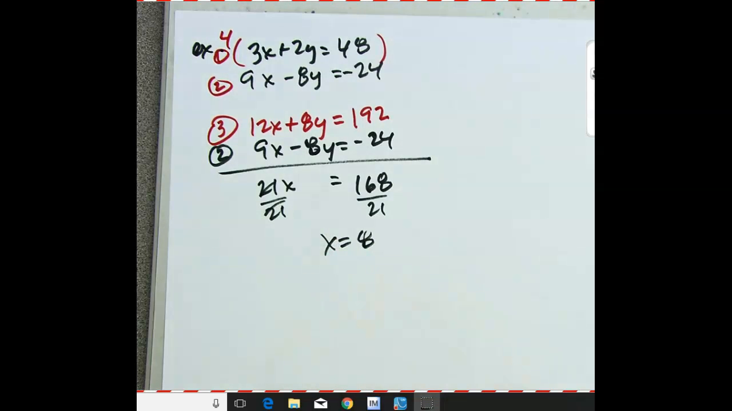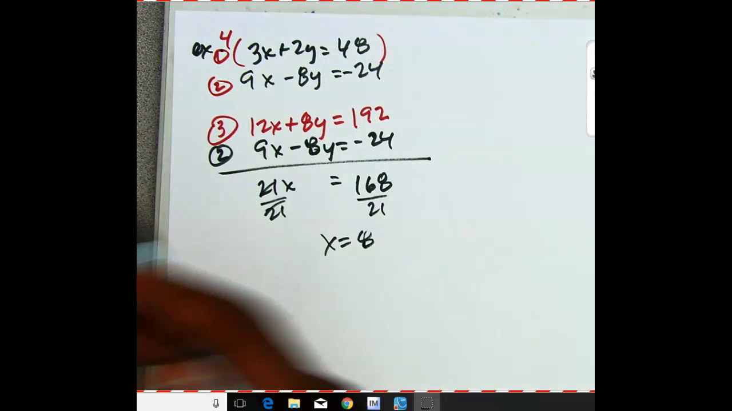Okay, but we're not done. We only have one part of our solution. What are we going to do with this 8? Okay, which one? Doesn't really matter. The first one, the second one, or the third one. So you have to decide which one seems easier to you. I would probably plug it into the first one just because my coefficients are smaller.